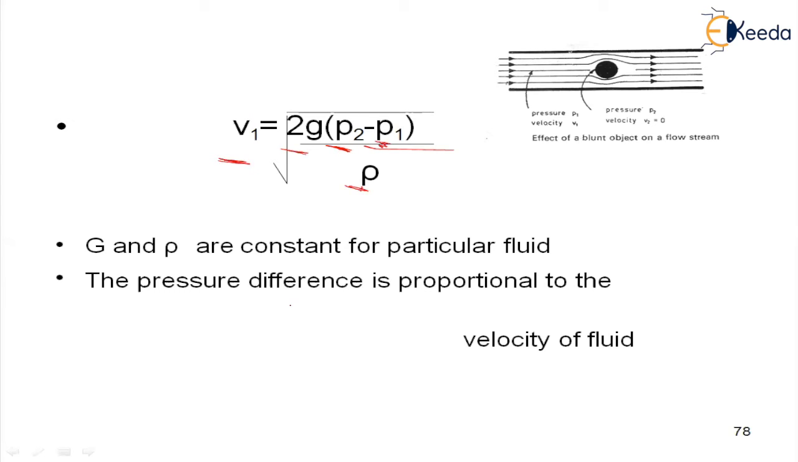So here is the pressure difference, and g and rho are going to be constant. Then automatically the remaining parameter is the differential pressure, that is delta P, and velocity is directly proportional to it. So the velocity of the fluid is directly proportional to the pressure difference, my dear students.